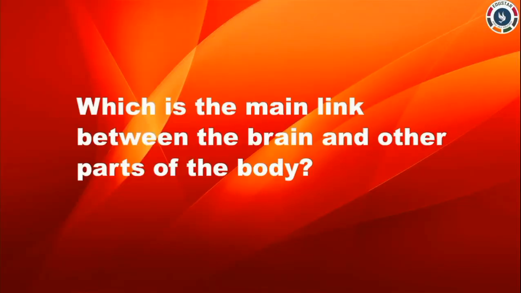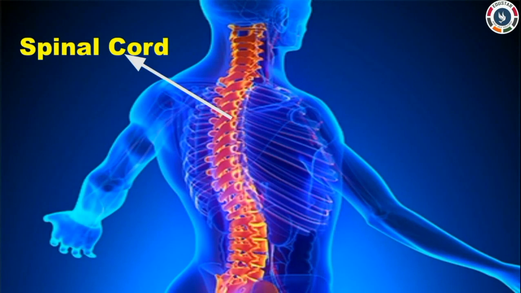Which is the main link between the brain and other parts of the body? Can you understand the question? Which is the main link between the brain and the other parts of the body? Yes, it is the spinal cord. The spinal cord is the main link between the brain and the other parts of the body.